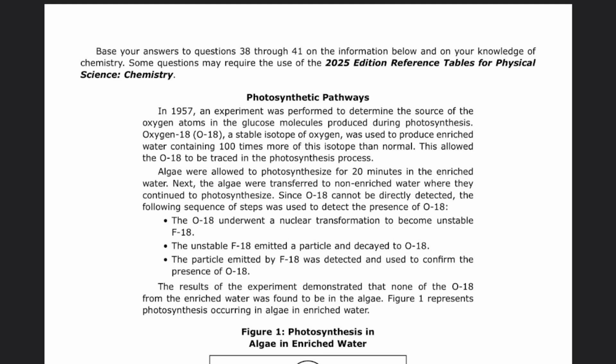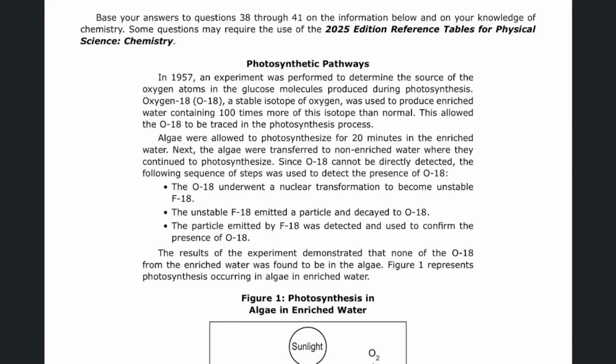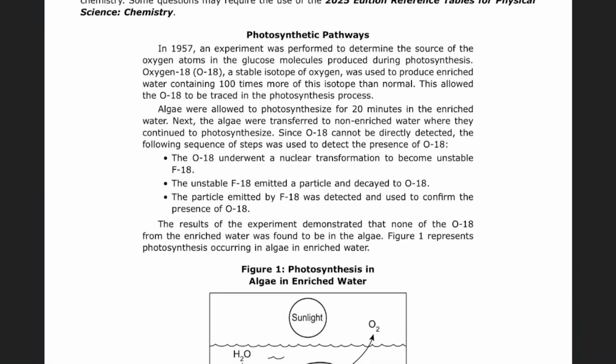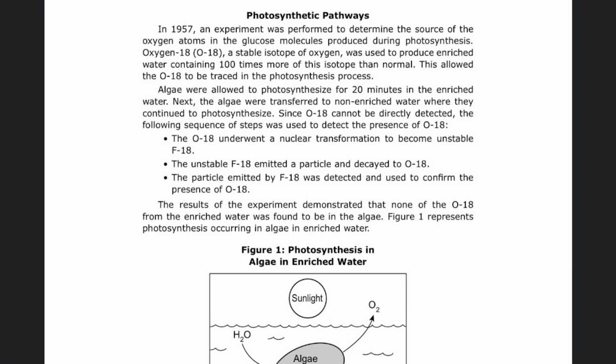Algae were allowed to photosynthesize for 20 minutes in the enriched water. Next, the algae were transferred to non-enriched water where they continued to photosynthesize. Since O18 cannot be directly detected, the following sequence of steps was used to detect the presence of O18. The first step, the O18 underwent a nuclear transformation to become unstable F18. The unstable F18 emitted a particle and decayed to oxygen 18. And the particle emitted by the F18 was detected and used to determine the presence of oxygen 18.